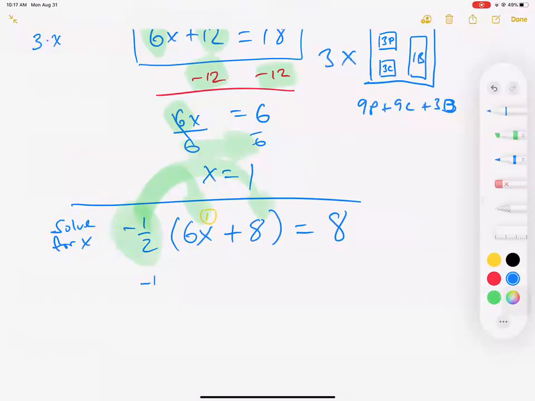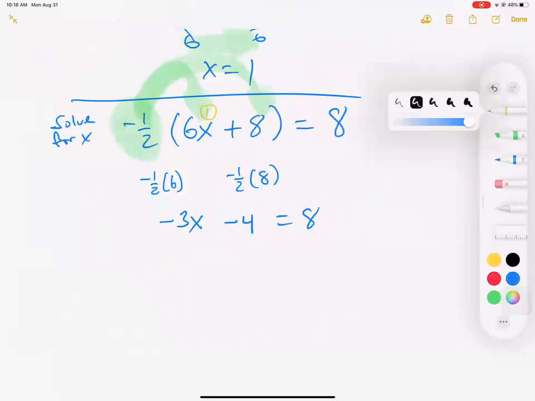What is negative 1/2 times 6? Well, 6 divided by 2 is 3, and a negative times a positive is a negative 3x. What is negative 1/2 times 8? What is 8 divided by 2? That's going to be 4. So negative 4. Now it goes back to a problem that we had before. This is like a level 1 problem.